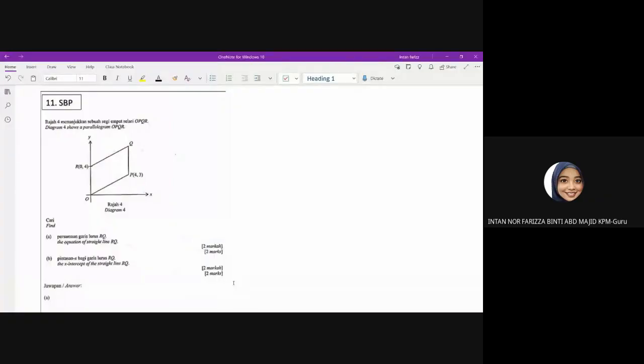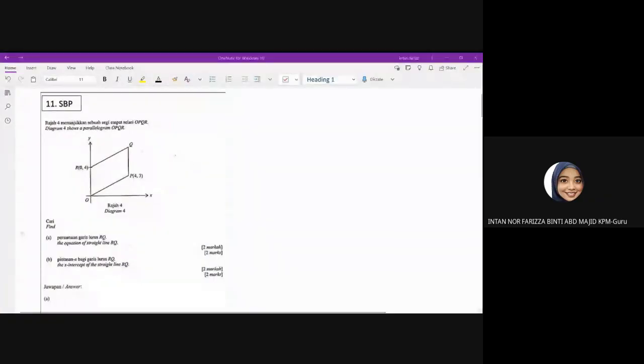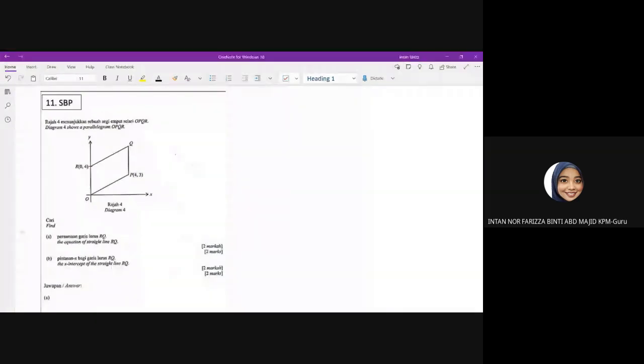Questions. The one that I gave you, all right? Wait a moment. Okay, so let's look at the first straight line question from SBP questions. You're going to find the equation of the straight line RQ.